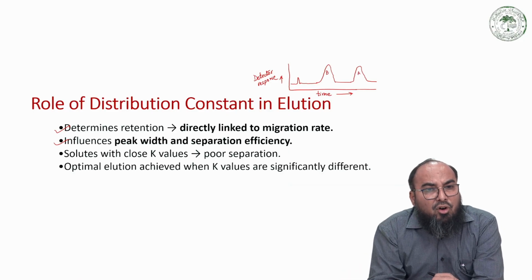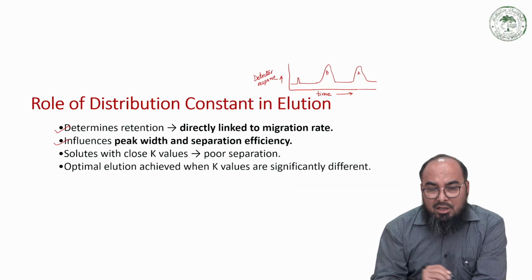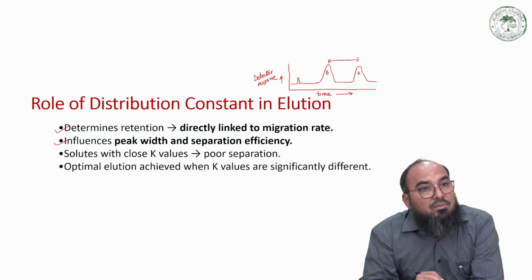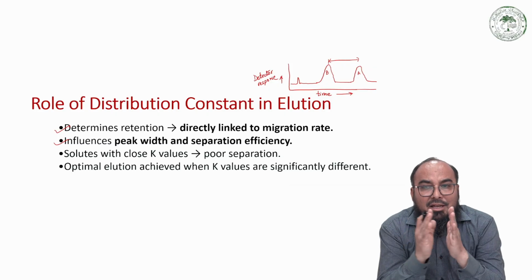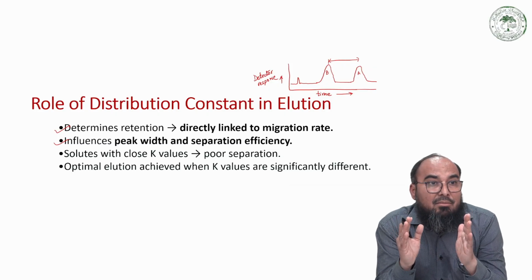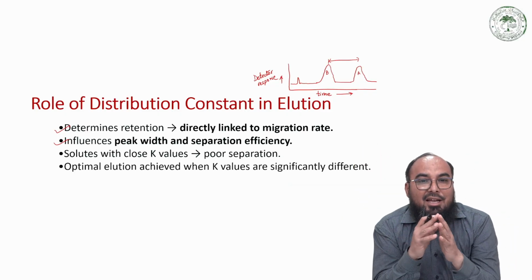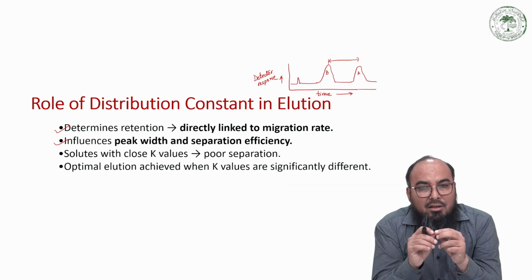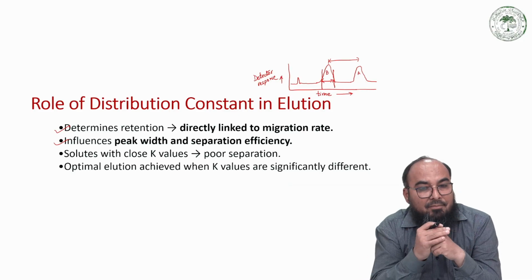Now, for an ideal elution, these two peaks must be as far apart as possible, within a given time. It's not that they are taking 2 hours or 3 hours. If they are taking more time, then again it will compromise the efficiency of the column. So they must have a clear-cut separation, and the peak width is to be kept minimum.